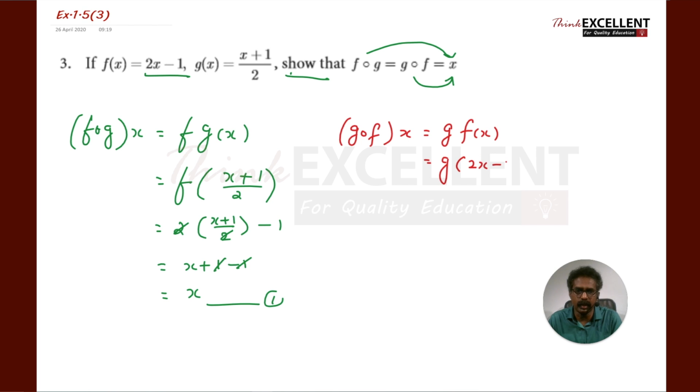2x minus 1. Put this value in g. What is g here? g is (x plus 1) by 2.